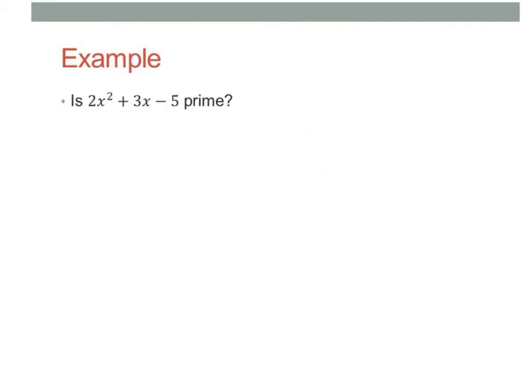So let's look at this and see if it's prime. And again, let's use our AC method. So AC is going to equal negative 10. And since the 5 is negative, I do need to have a sign of each. So if we're looking at factors, it could be negative 1 and positive 10, or positive 1 and negative 10. Both work there. So negative 2 and positive 5, or positive 2 and negative 5. I think those are our factors of 10, or negative 10. And so is there anything there that makes a positive 3?